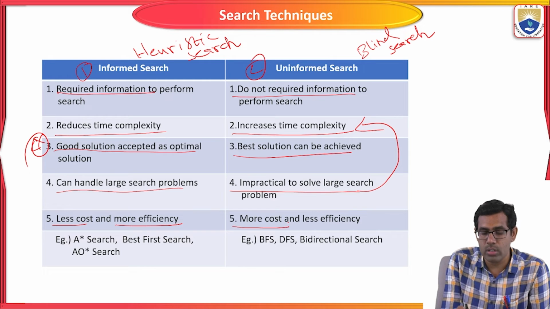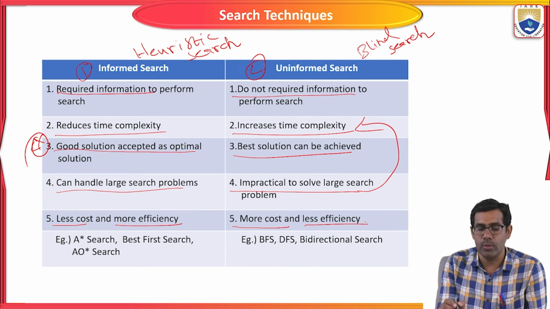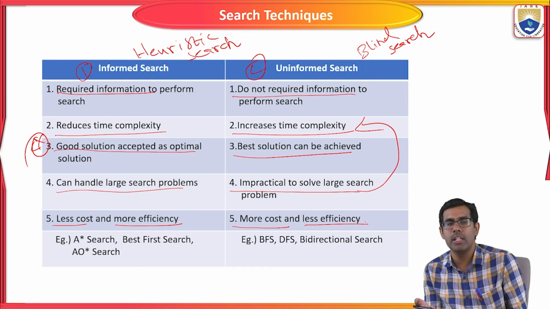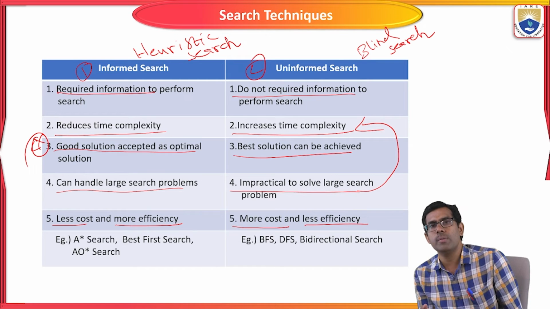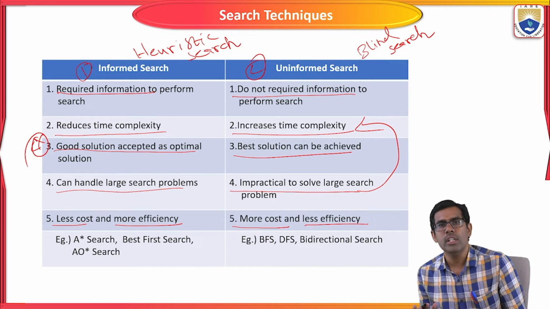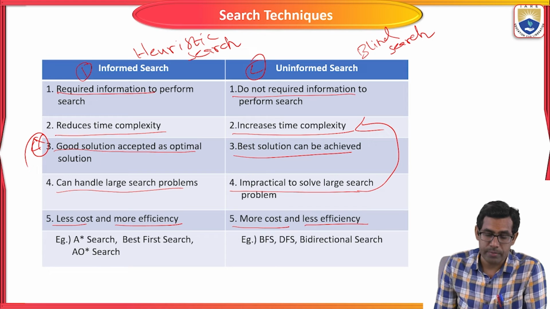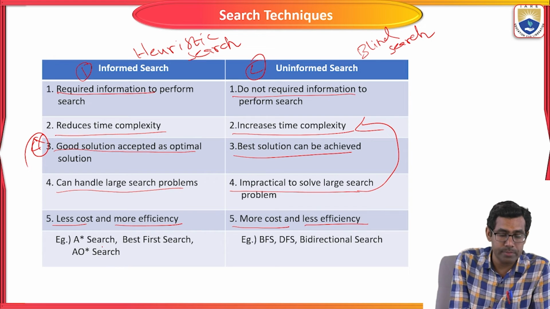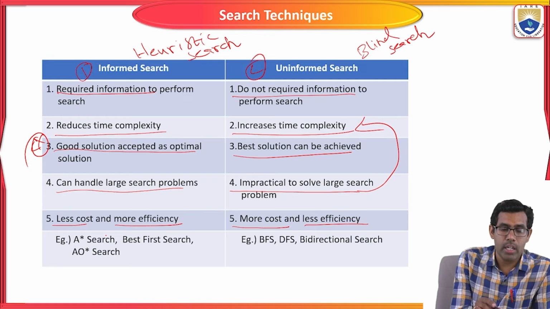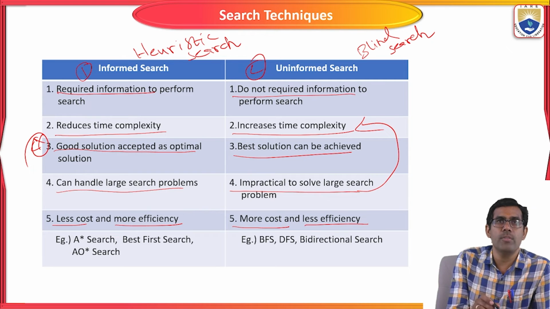Here, in uninformed search, there is more cost and less efficiency. More cost means we don't have the information, so we need to collect the information. So the cost is more, and the efficiency is less. Some specific operations are going to be performed if you are using the informed search or uninformed search.